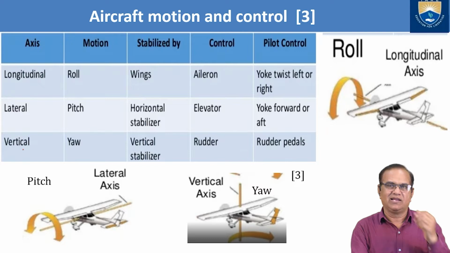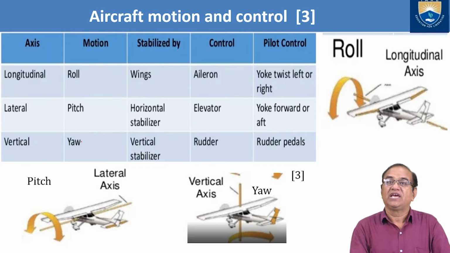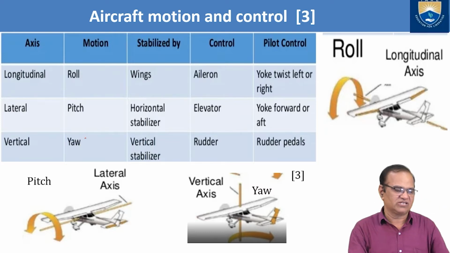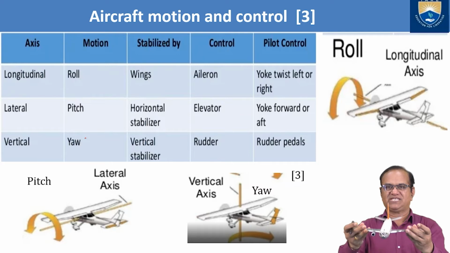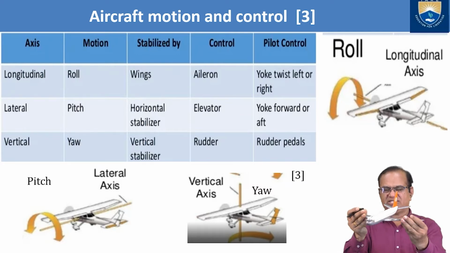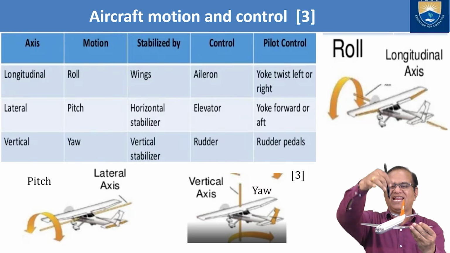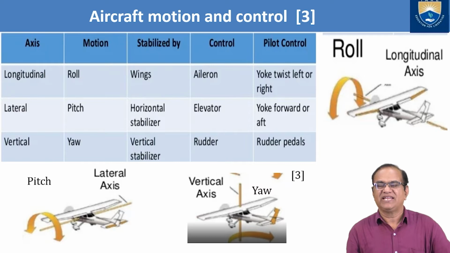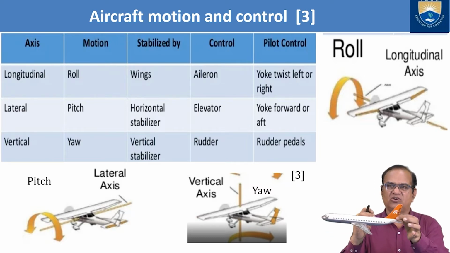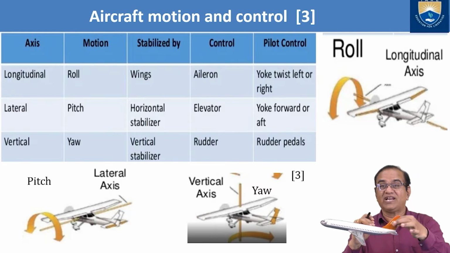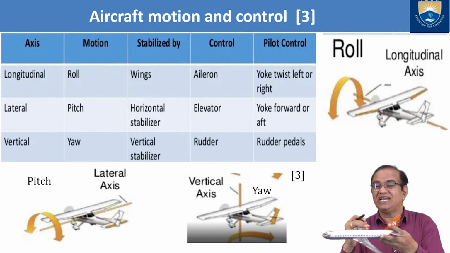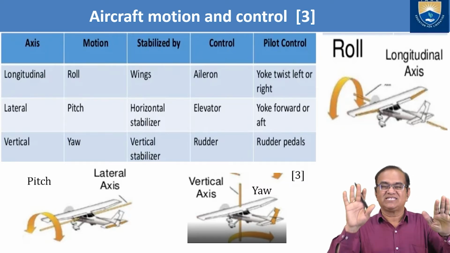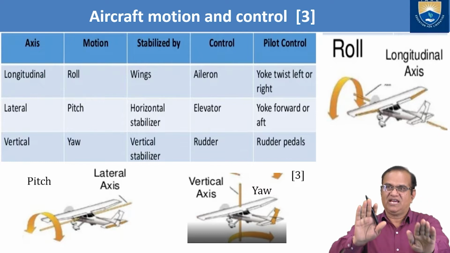Third one is the vertical axis. In this vertical axis, yaw motion is obtained, nose left or nose right. It is called the yaw. Okay, so just you can see here, this is left yaw and this is the right yaw. And this happens with the vertical axis, which is passing from the top to bottom in this direction. The control for this is your rudder, and this vertical fin is used for stabilizing. It stabilizes the yawing motion. And the control used is the rudder pedal. It is operated by the pilot's feet like this.